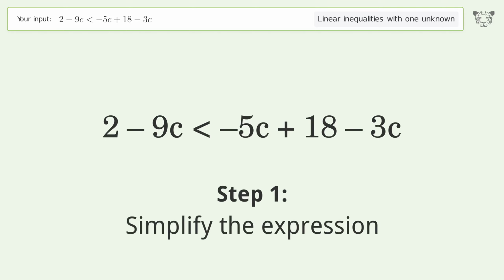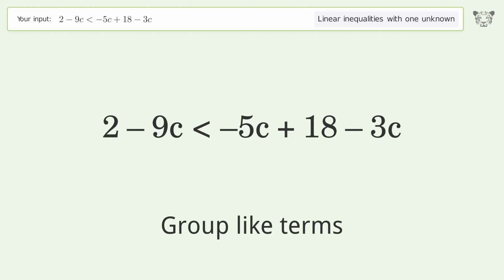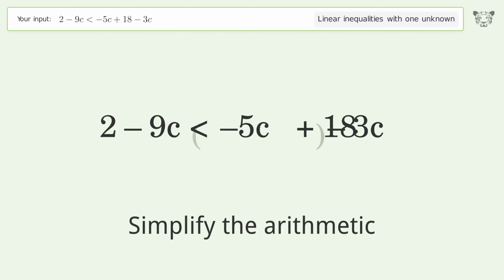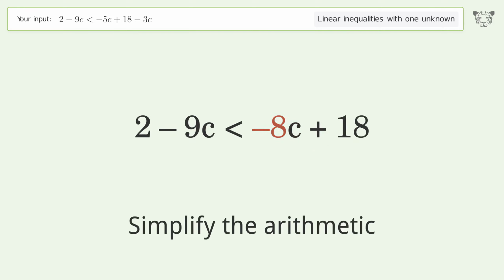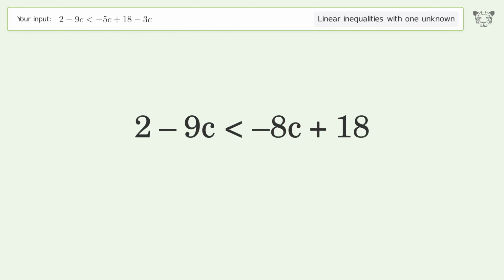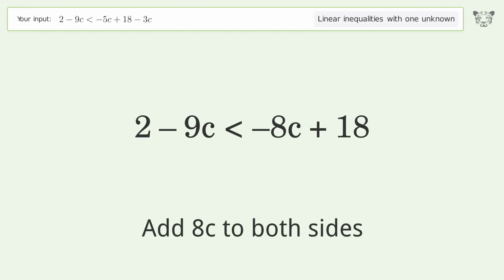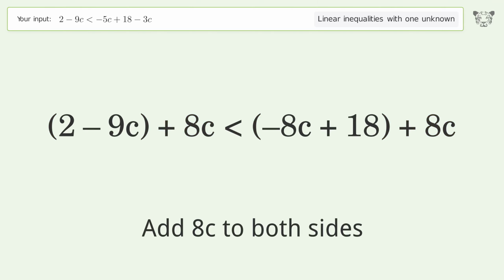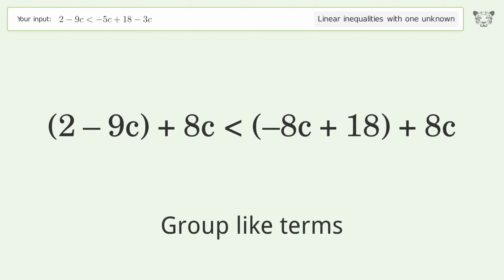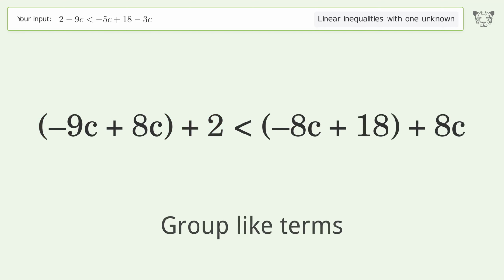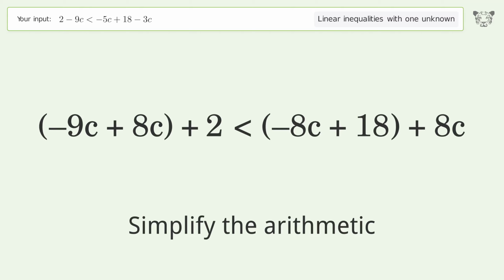Simplify the expression. Group like terms. Simplify the arithmetic. Group all c terms on the left side of the inequality. Add 8c to both sides. Group like terms. Simplify the arithmetic.